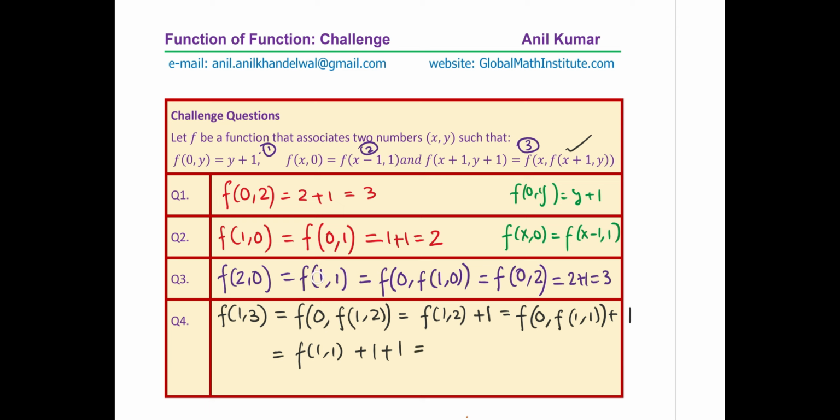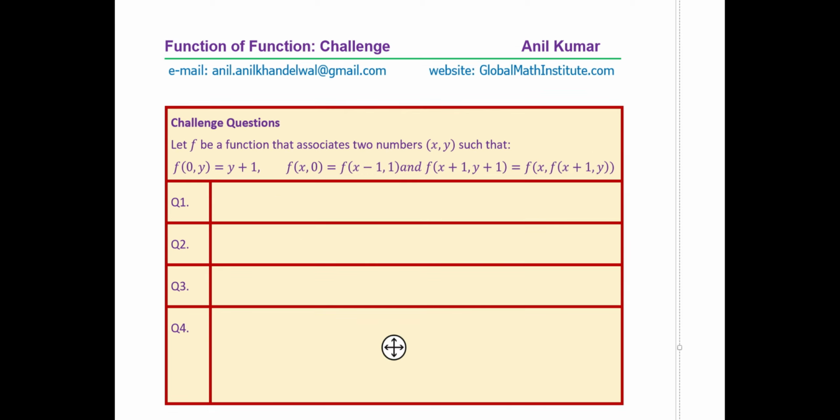Now, f of 1, 1, we already found as 3, right? So we know f of 1, 1 is 3. So we can replace this by 3. And we already have plus 1, which is 2, and we get the value as 5. Does it make sense to you? So we found that f of 1, 3 is 5. And that is how we utilize these formulae. Correct? So I hope these steps are absolutely clear.